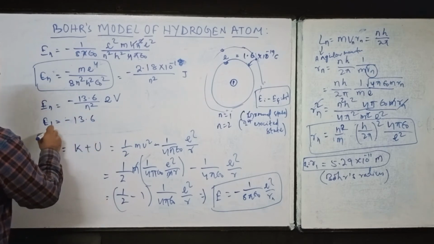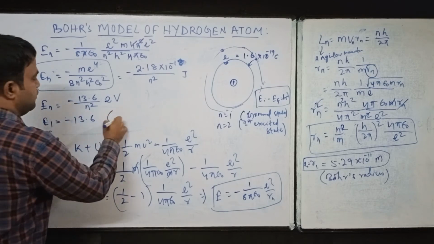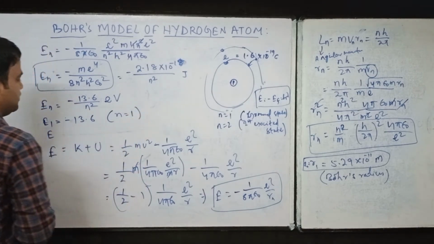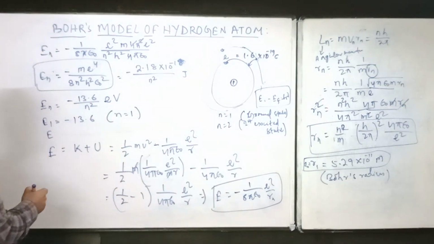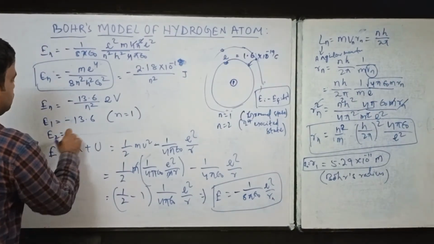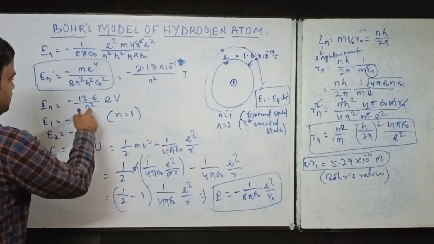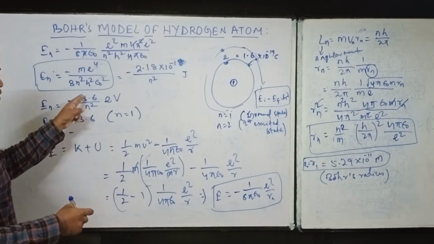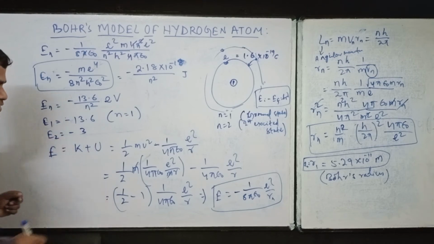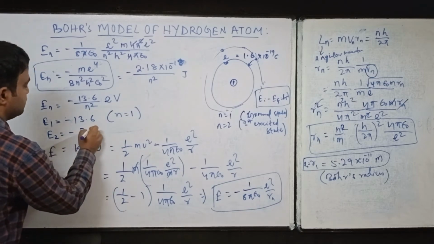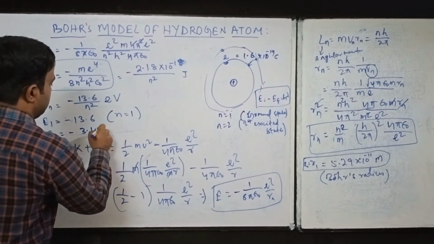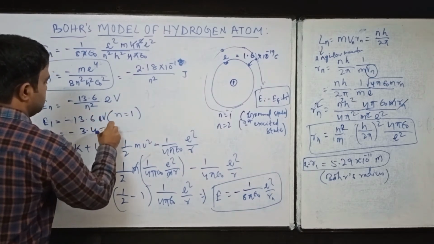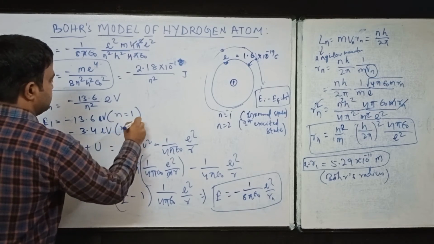Similarly, if we put n equal to 2, this is for n equal to 1, that is the ground state of hydrogen atom. For the first excited state, that is E2, you will divide by 2 squared, so it will come up as 3.4 eV. This is also in eV, for n equal to 2.